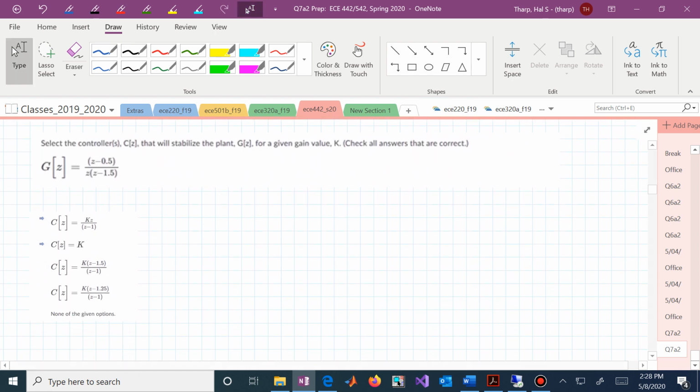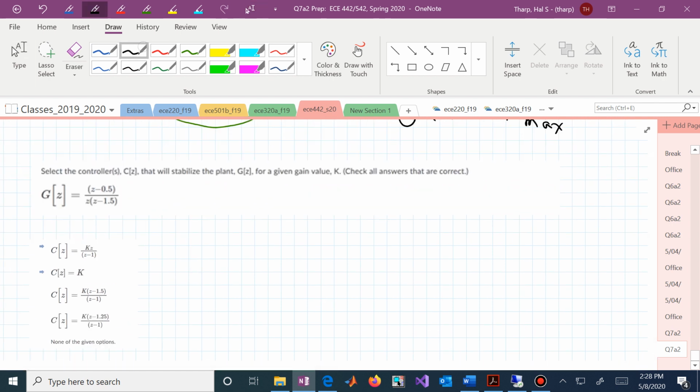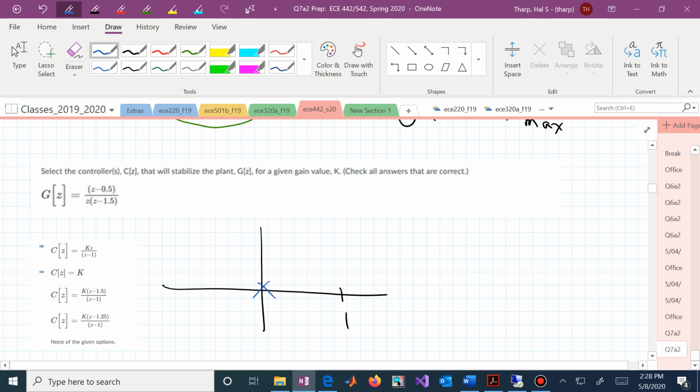Next question. Select the controller C of Z that will stabilize the plant G of Z for a given gain value K. So this is another stability question. Now our system, in fact, is a little different. Now it's actually an unstable open loop system because of that pole at 1.5, and we have a 0 at 1/2.